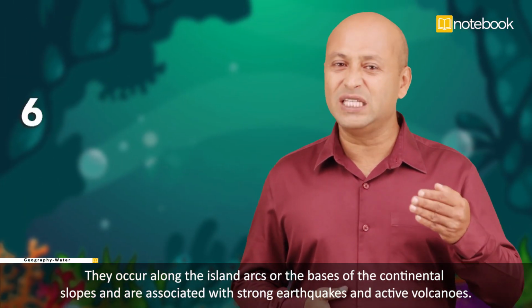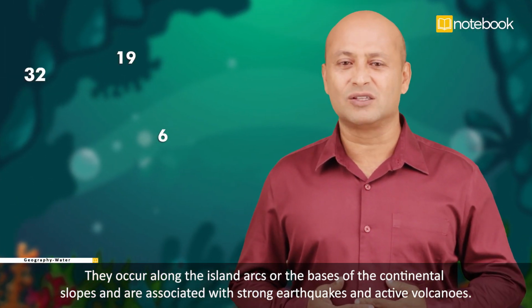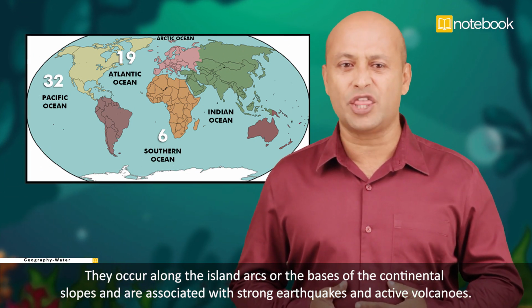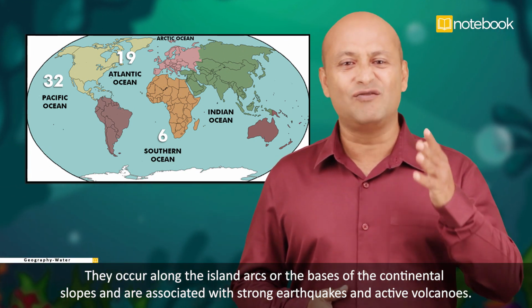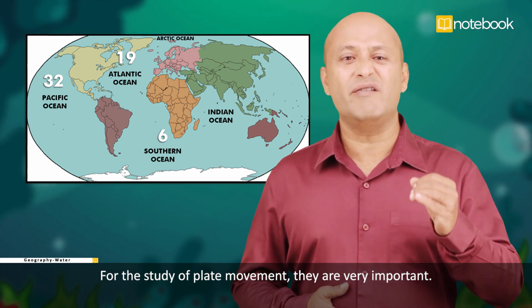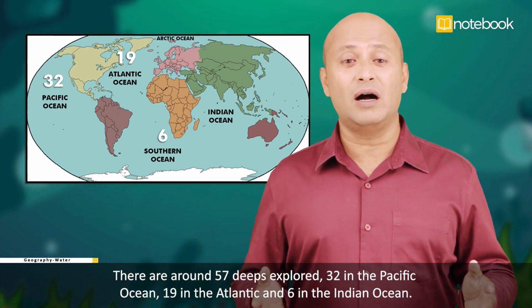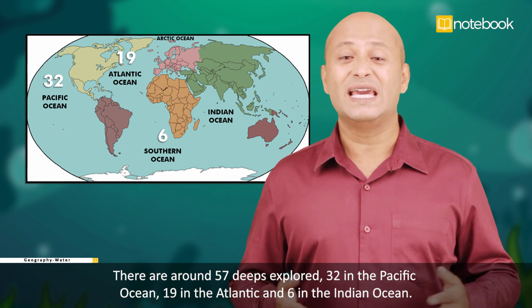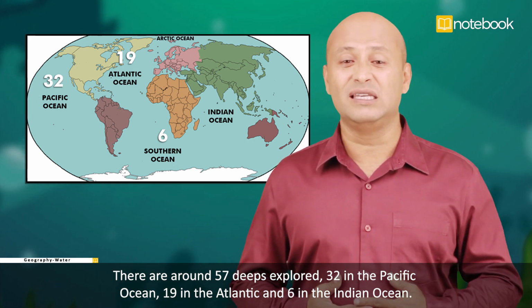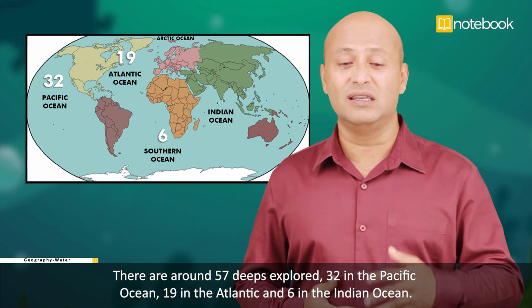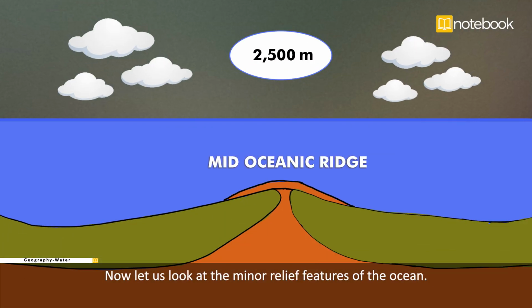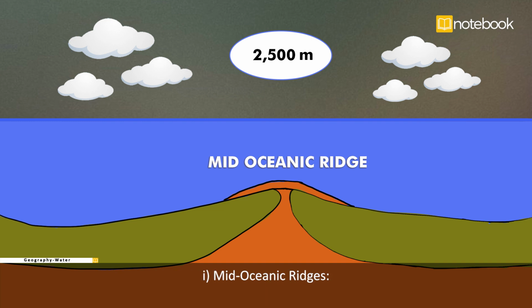They occur along the island arcs or the bases of the continental slopes and are associated with strong earthquakes and active volcanoes. For the study of the plate movement, they are very important. There are around 57 deeps explored, 32 in the Pacific Ocean, 19 in the Atlantic, and 6 in the Indian Ocean. Now let us look at the minor relief features of the ocean.